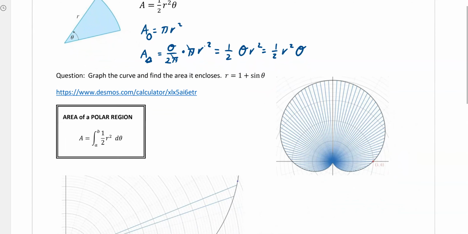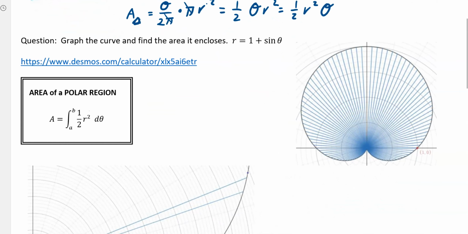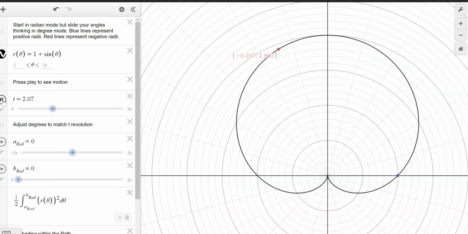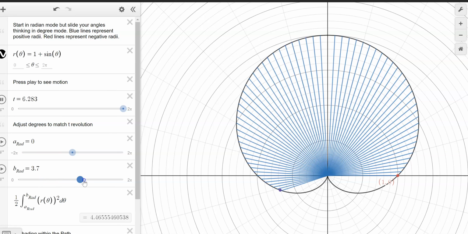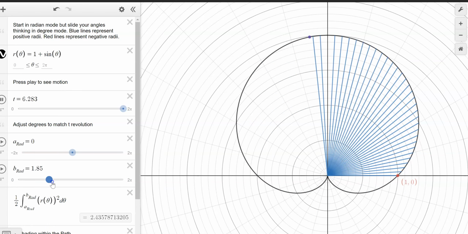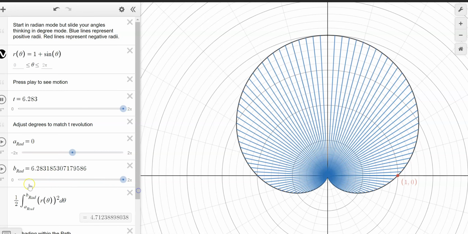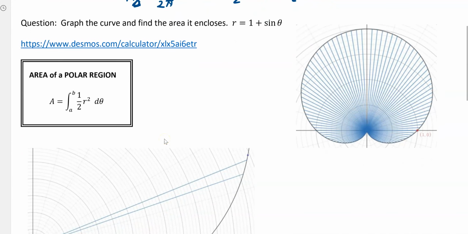Both are good formulas. So we have our curve here, 1 plus sine theta, and as we move around, our angle goes from 0 to 2 pi. It creates all of these little sectors. As our parameter theta goes all the way around, from 0 to 2 pi, it's creating all of these sectors. Let's look at that again. As we go from 0 to 2 pi, we can create all of these sectors, and if we use all of those sectors, it will give us our area.